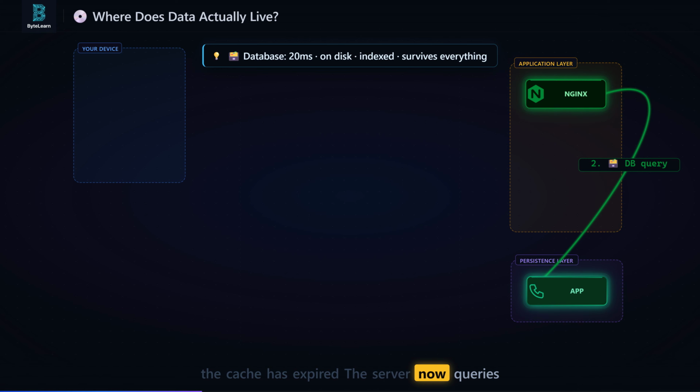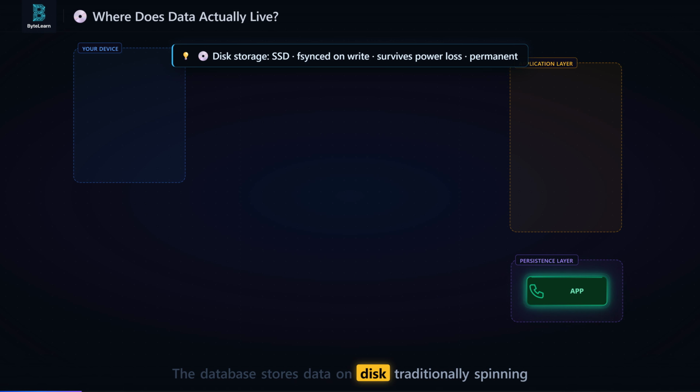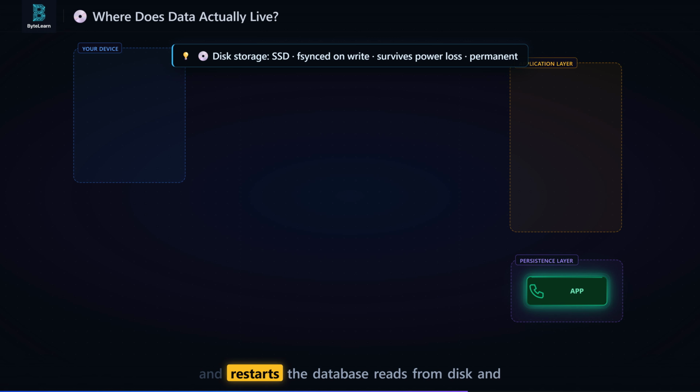The server now queries the database. This is the slow path, roughly 20 milliseconds for a well-indexed query. But the data is guaranteed to be there exactly as it was written, no matter how many times the server has restarted since. The database stores data on disk, traditionally spinning hard drives. Now high-speed SSDs in modern systems. When you write to a database, the data is flushed to disk. When the server crashes and restarts, the database reads from disk and all your data is exactly where it was.